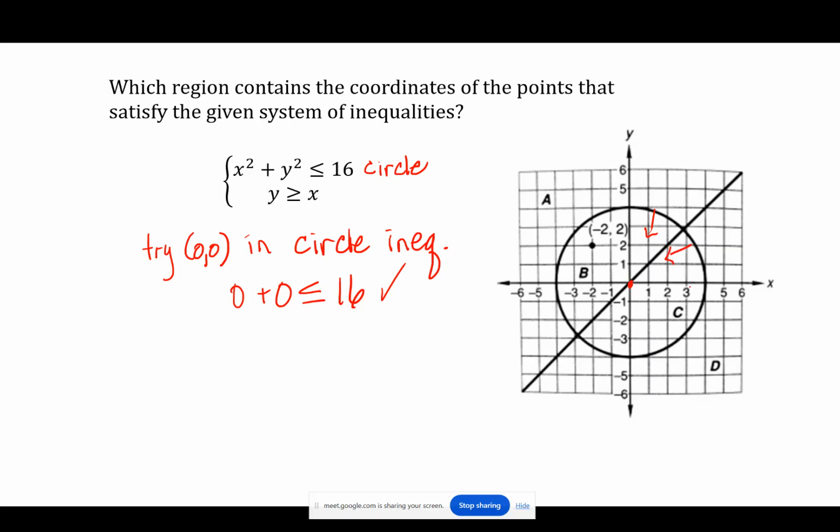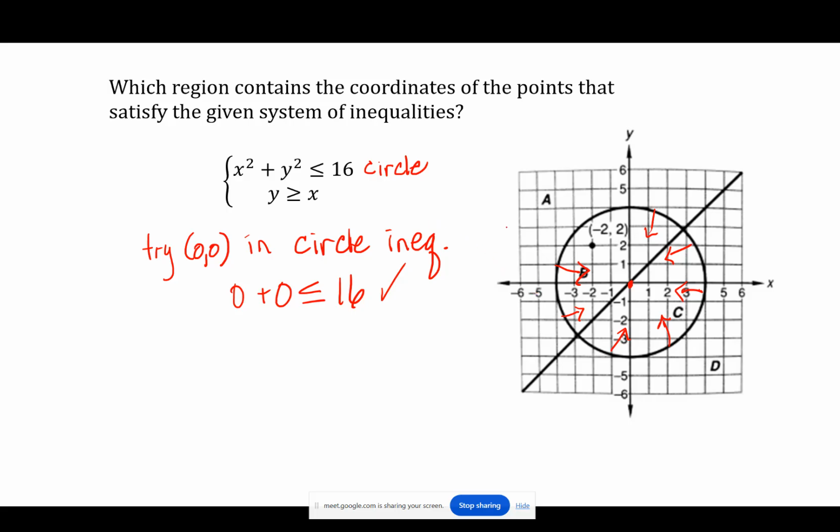So I'm going to put some arrows to remind myself that I want to shade inside the circle, because that point, 0, 0, worked. And that tells me that every point inside the circle is going to work in that inequality. All right, now for the line y greater than or equal to x, I'm not going to use 0, 0 because 0, 0 is on the line, and I want to know, should I shade above the line, that is to the left of the line, or below and to the right of the line.